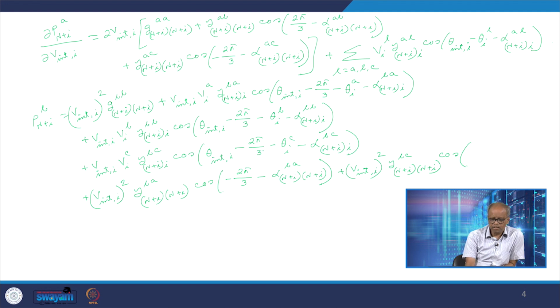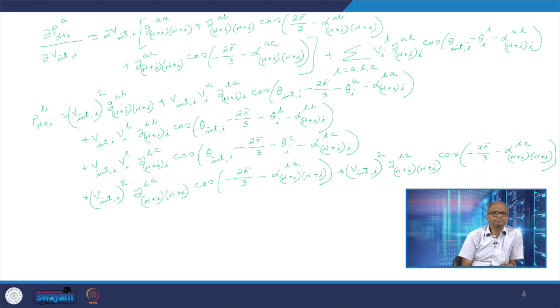Now theta internal I minus 2 pi by 3 minus theta internal I minus 2 pi by 3 is minus 4 pi by 3. So it is minus 4 pi by 3 minus alpha n plus I BC. So this is the expression of Pn by V.